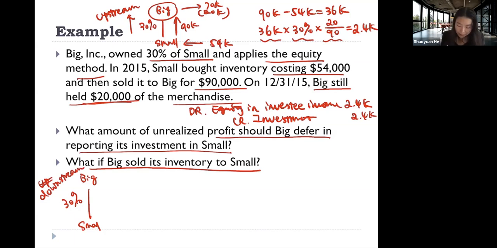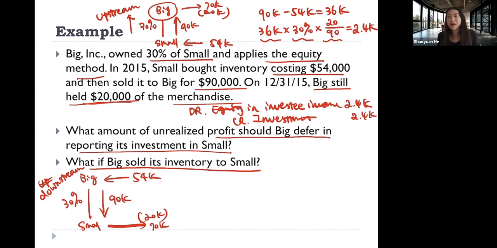So it is now Big that purchased the inventory for 54,000 and sold it to Small for 90,000, and Small sold 70,000 of those during the year, and 20,000 remain within the firm. So how do we look at this situation? How much is the profit Big made from this sale? So Big sold it to Small for 90,000 minus 54,000. That's 36,000. That is recognized on Big's book.